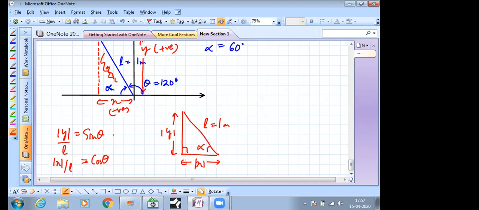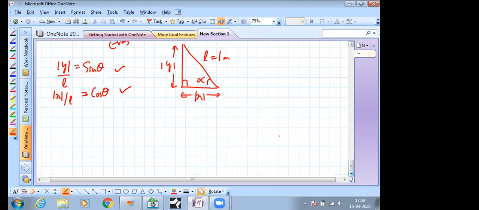So your regular trigonometry for right angle triangle, that is giving you ratio of perpendicular upon base is sin theta and ratio of base upon hypotenuse is cos theta. Okay. Sorry, ratio of perpendicular upon hypotenuse is sin and base upon hypotenuse is cos. And of course, L is equal to 1. So what is mod y becoming? It is becoming sin theta. Sorry, sin alpha. My mistake here.